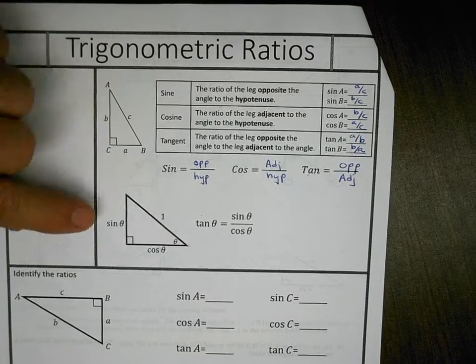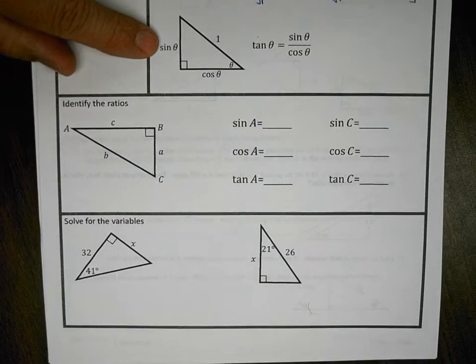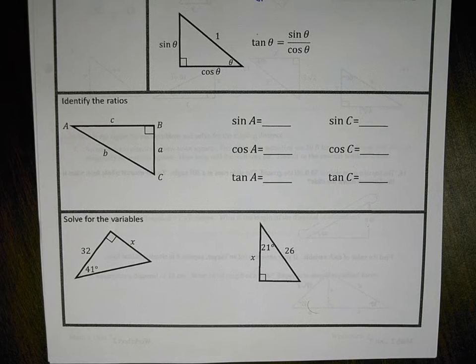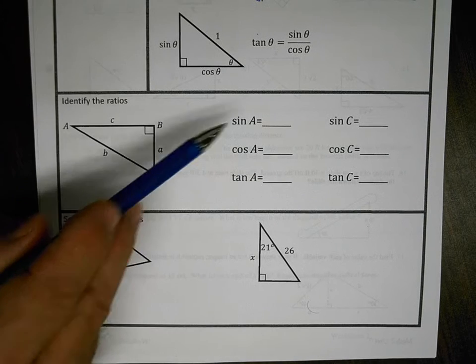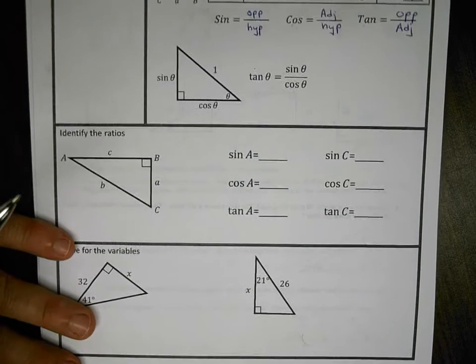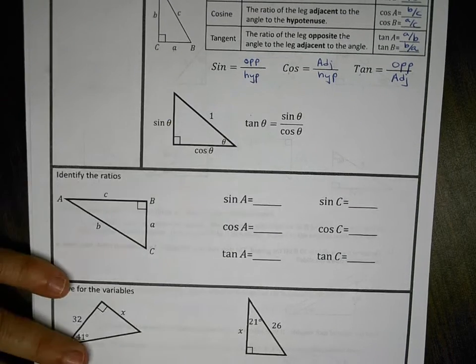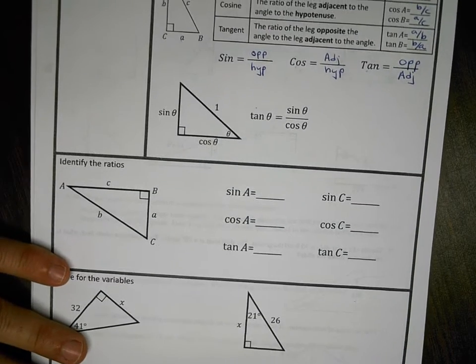We're not going to worry about this one right now. We're going to move on and practice some of these ratios. If you can walk away understanding the ratios today and having those memorized, you're in really good shape. So we want to find the sine of A. I'm going to do these with you. Remember, sine is opposite over hypotenuse.